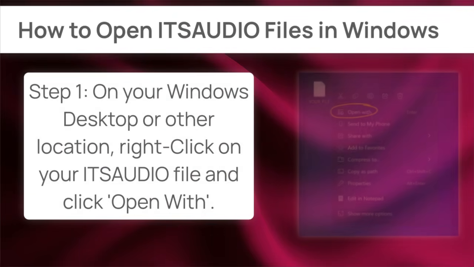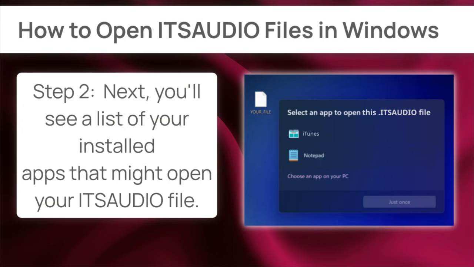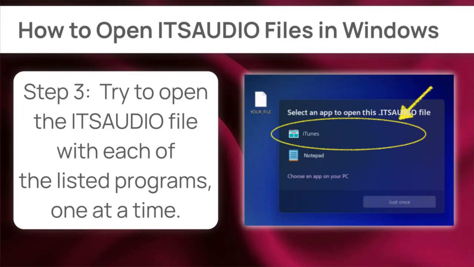Your first move is to test all possible decoders. Right-click your ITSAUDIO file and choose Open With. Use iTunes if it is installed. If it's missing, select another program. Testing is the quickest diagnostic method.